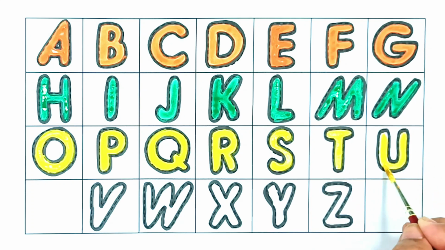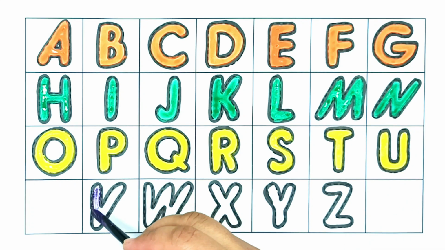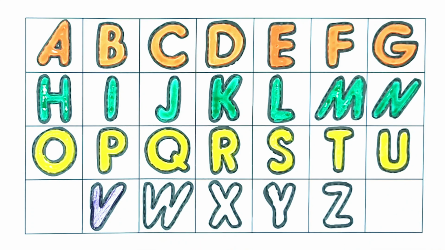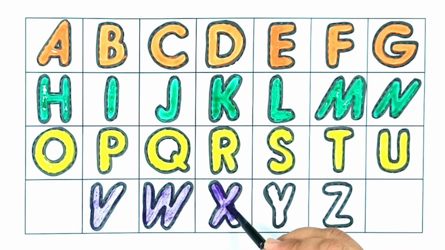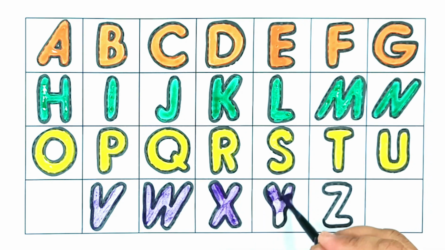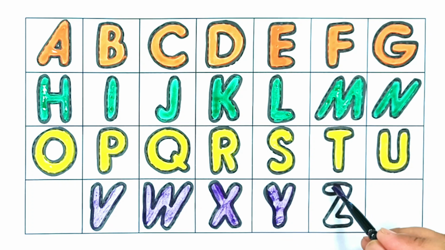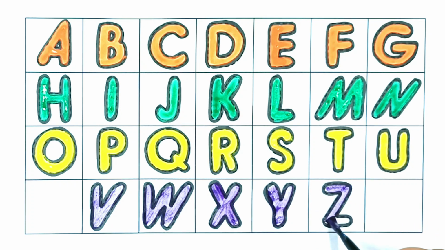U for umbrella, U for umbrella, V for van, V for van, W for watch, W for watch, X for xylophone, X for xylophone, Y for yacht, Y for yacht, Z for zebra, Z for zebra.